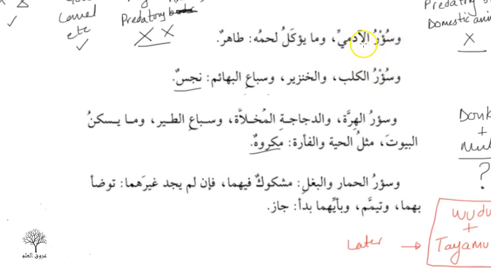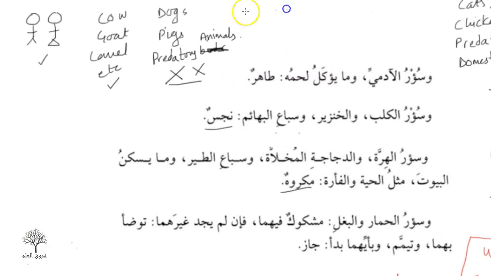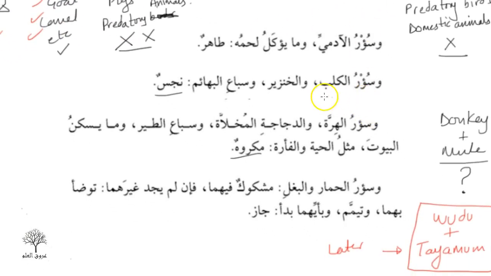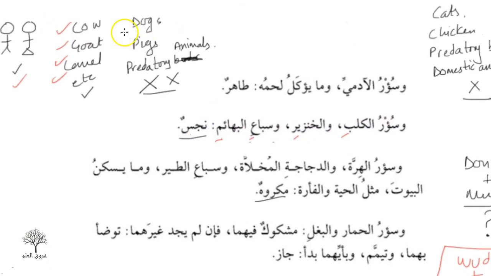So Su'ur Adami, the leftover water of a human being, and that which his flesh is eaten, is tahir, clean. So cows, goats, camels, etc. All these animals, even kangaroos, I suppose. Su'rul kalb, the leftover water of a dog, of a pig, siba al-bahaim, predatory animals, all these animals are considered to be najis. This su'ur is all najis. It's all considered to be najis. Okay, two crosses there for that.